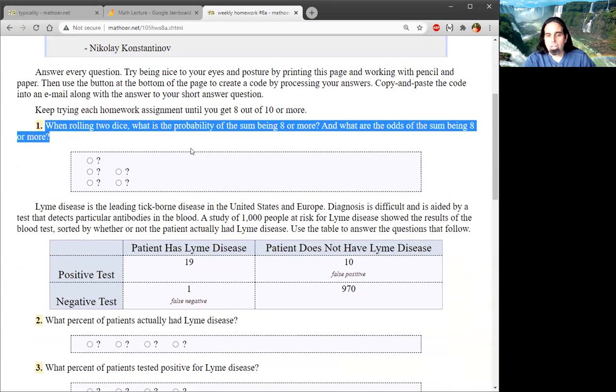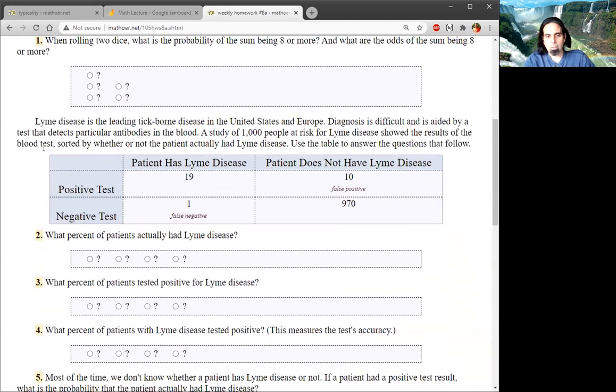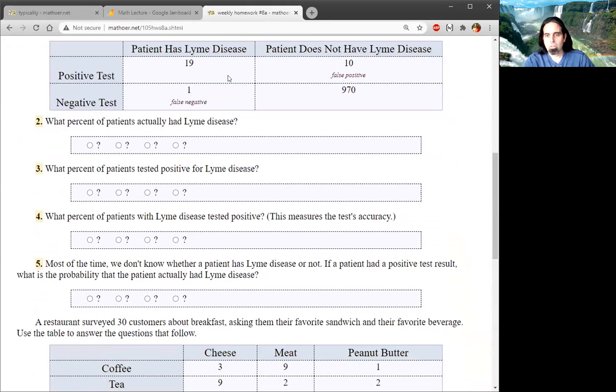when rolling 2 dice, what's the probability the sum is 8 or more? What are the odds the sum is 8 or more? You can do that. We just did this before. Here's a table about Lyme disease. It looks very similar to the one we did about pregnancy tests and questions about it, false positives and false negatives.